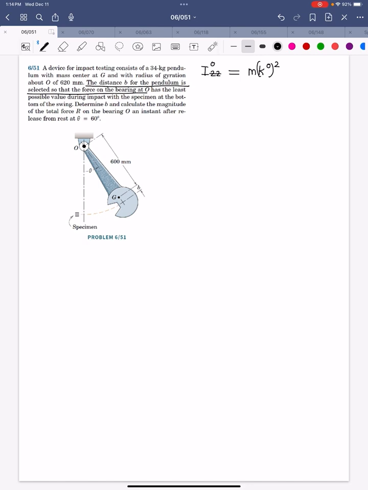Okay. So first they're telling us that the distance B for the pendulum is selected so that the force on the bearing at O has the least possible value during impact, with the specimen at the bottom of the swing, the specimen here. What does this mean? Well, this has to do with the concept of the center of percussion.